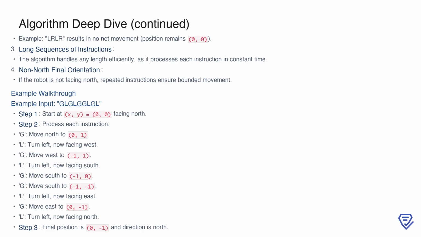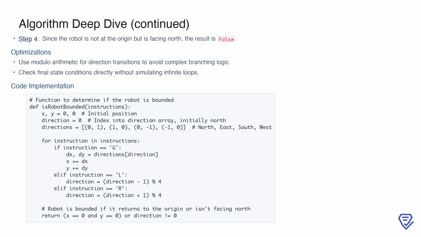The position is not the origin, and the robot is facing north, meaning it will move forward indefinitely if the instructions are repeated. Thus, the result is false, as the robot is unbounded. This example highlights the importance of checking both the robot's final position and orientation. If the robot is back at the origin or not facing north, it is guaranteed to be bounded.